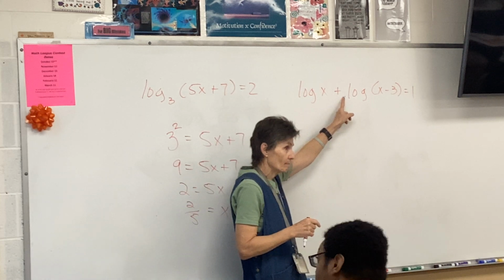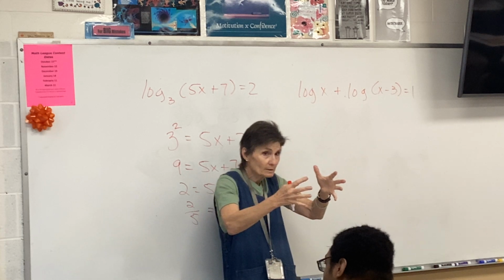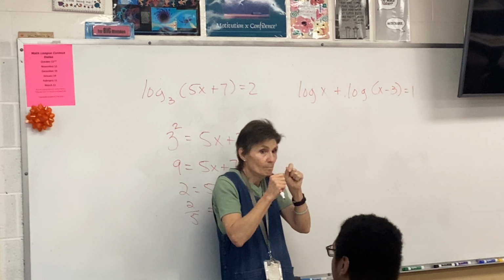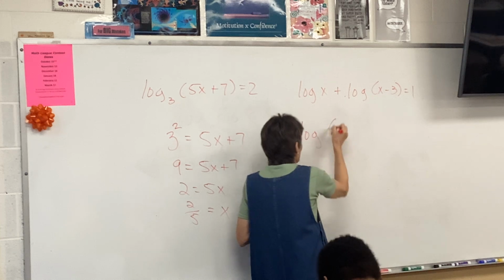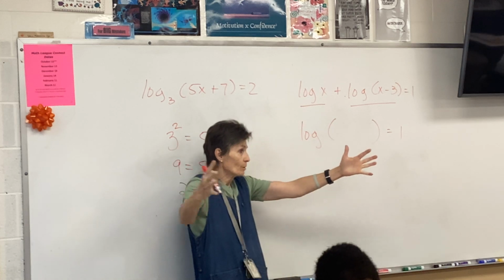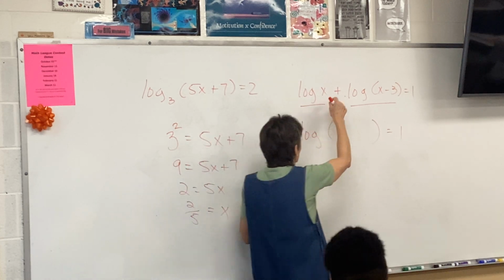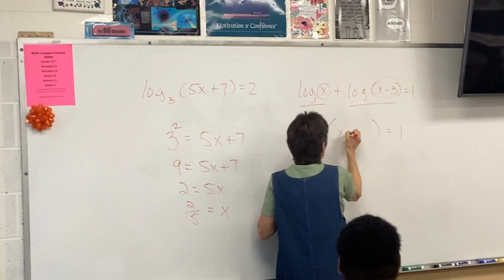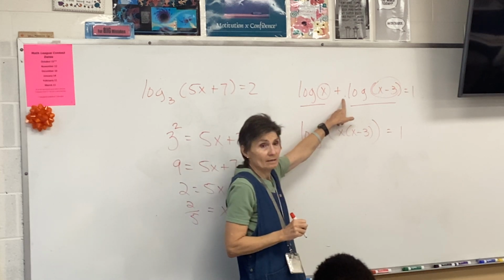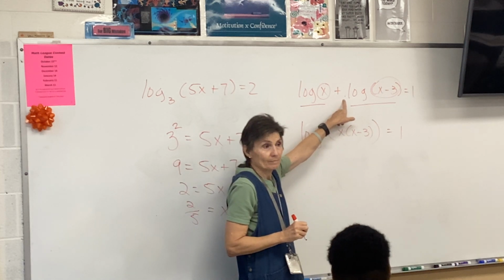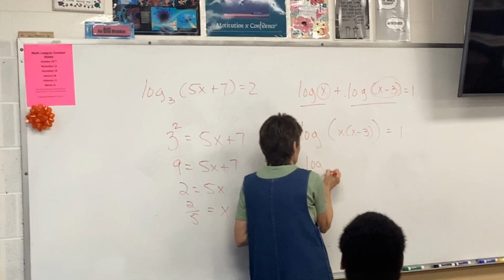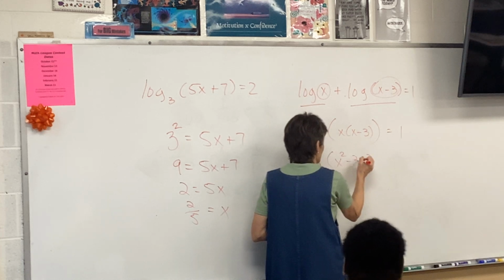When that's a plus, if I want to put them together, what am I going to do with them? If it's a plus? Multiply. So I'm going to put this together as one logarithm. So instead of having 2, it's going to go together as 1. And these things are going to get multiplied, because that is a plus. Okay? Now, what is x times x minus 3? X squared minus 3x.